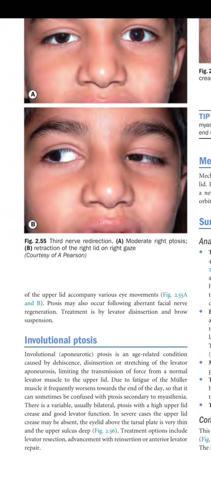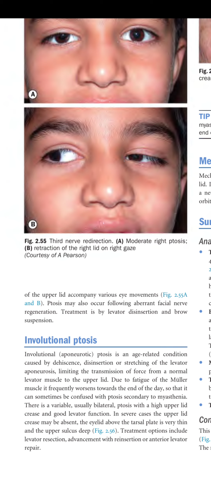Due to fatigue of the Müller muscle, it frequently worsens towards the end of the day, so it can sometimes be confused with ptosis secondary to myasthenia. There is a variable, usually bilateral ptosis with a high upper lid crease and a good levator function. So very important, the levator function will be good in cases of aponeurotic ptosis. In severe cases, the upper lid crease may be absent. The eyelid above the tarsal plate is very thin and the upper sulcus is deep.